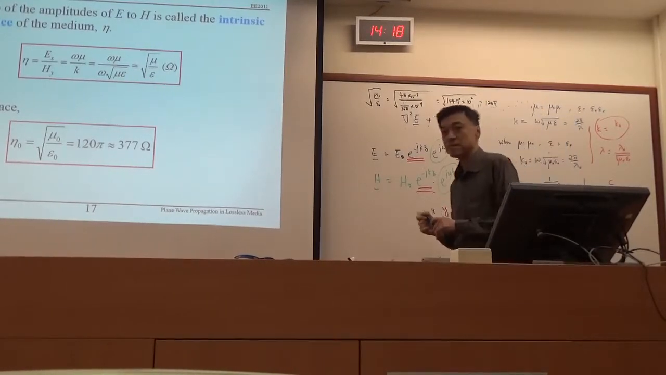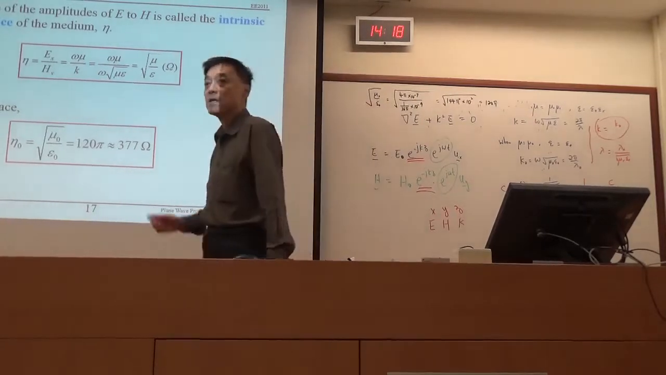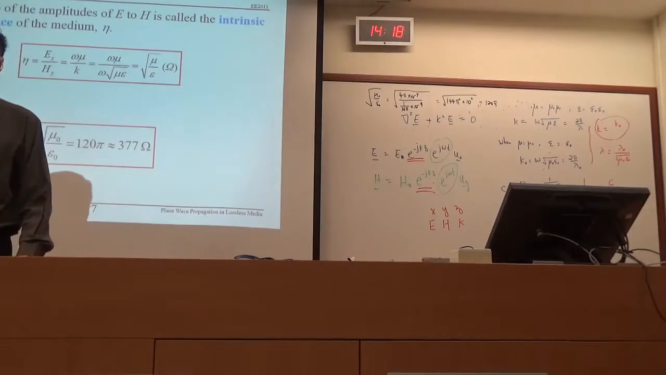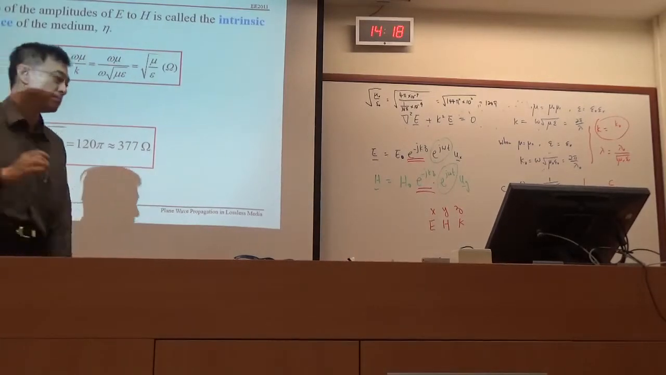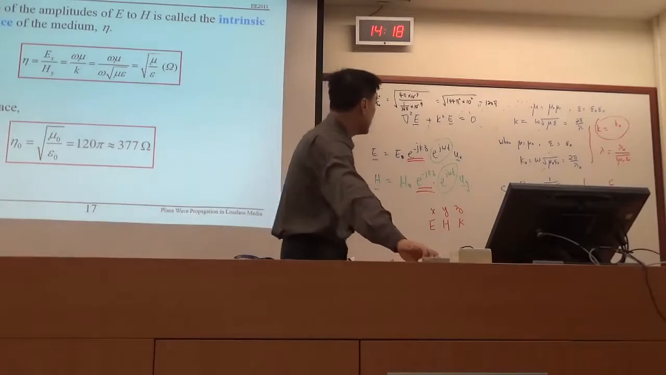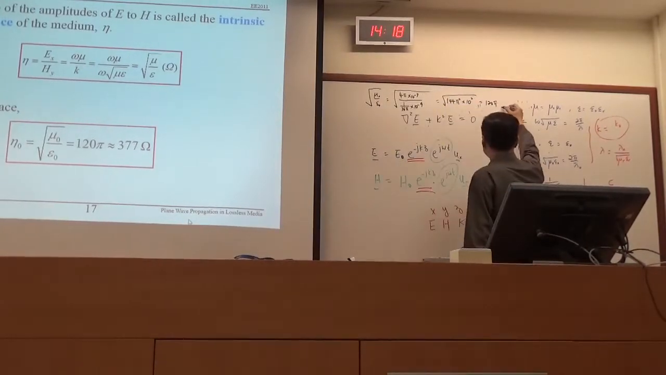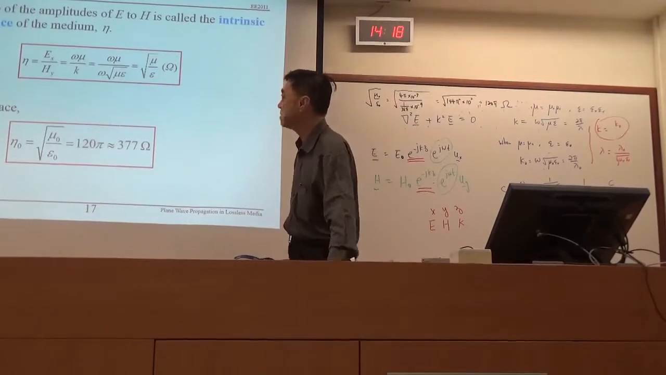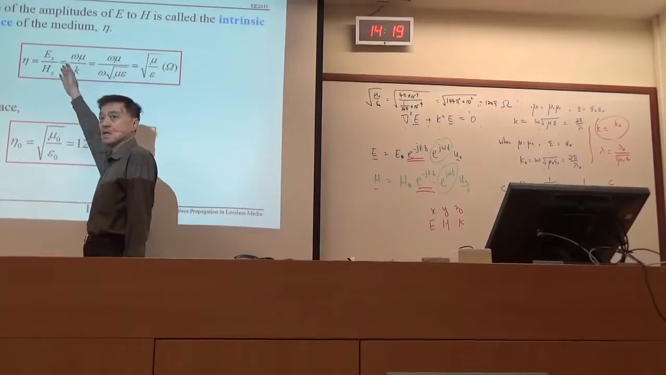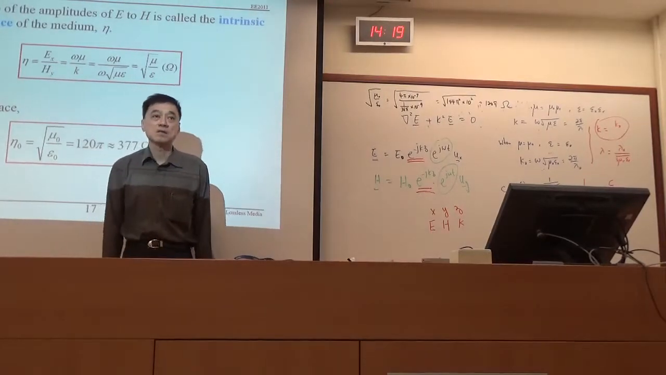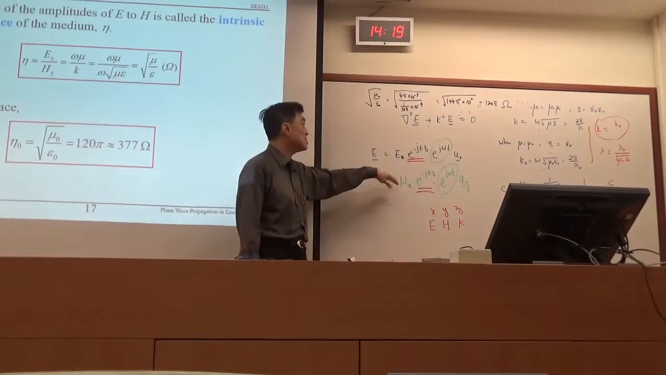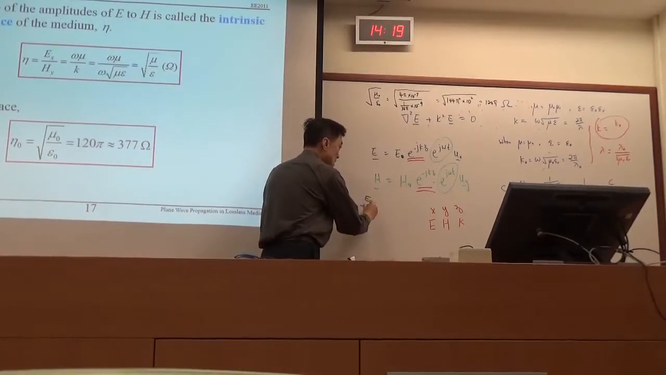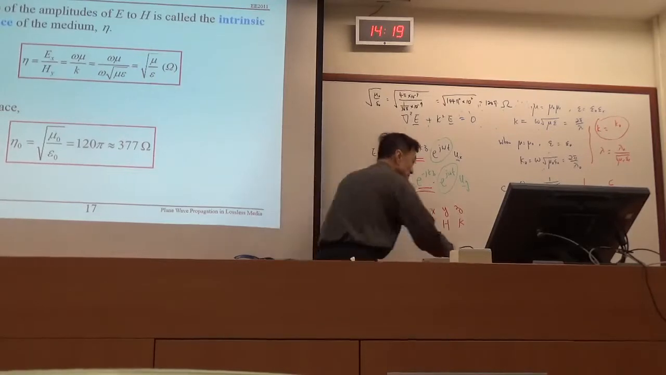Okay, so the zeta naught, which is the intrinsic impedance of free space, is equal to 120 pi ohm. Okay, 120 pi ohm. Alright, and this is the relationship of E and H. E naught over H naught, or is over there. Sorry, over there.